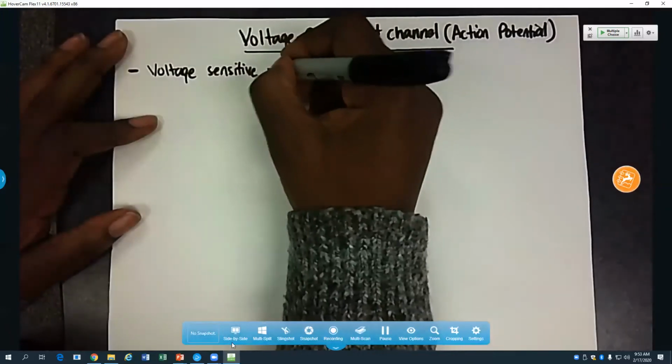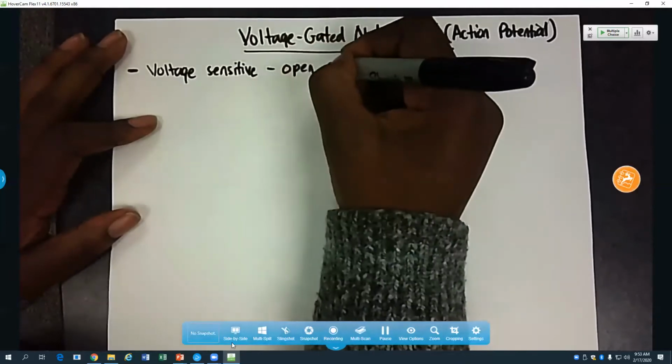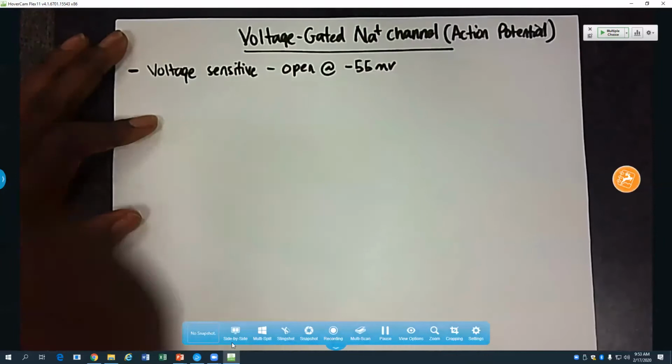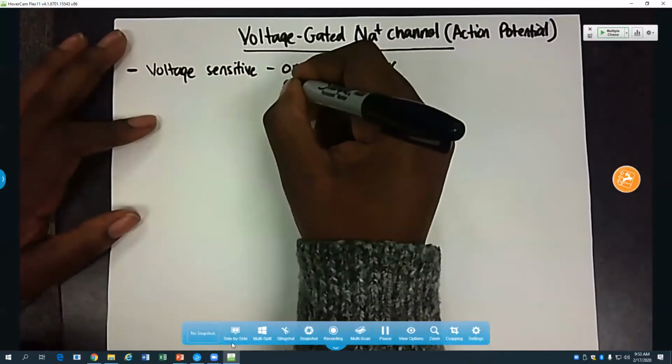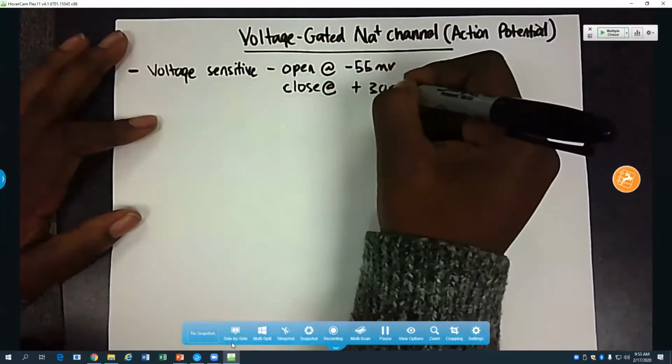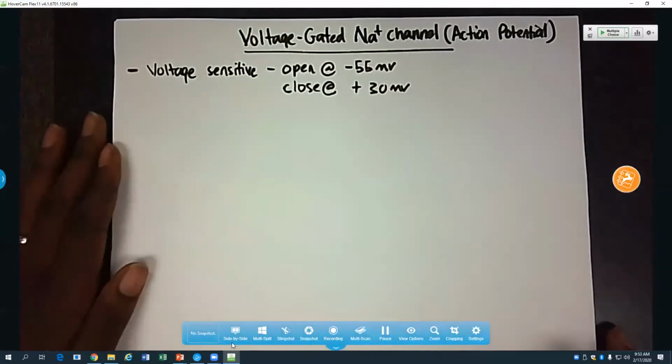Which simply means that it's going to open at negative 55 millivolts and close at positive 30 millivolts. Okay.